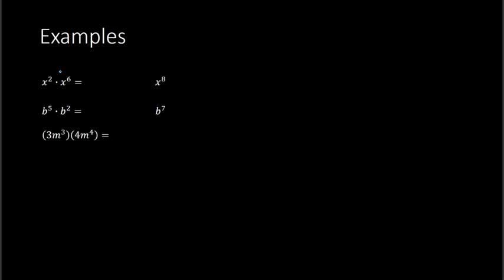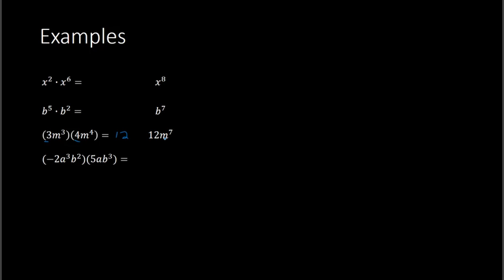Next we have 3m cubed times 4m to the 4th power. So we have numbers together with the variable and exponent expression. What I can do is take the 3 times 4 right here to get 12. So we have 12. And then look at the m's. We have m cubed times m to the 4th power. When I multiply, I add the exponents, 3 plus 4 to get 7. So this would be 12 times m to the 7th power.